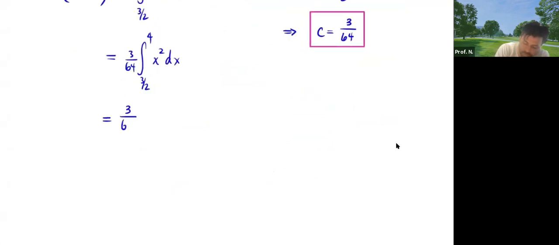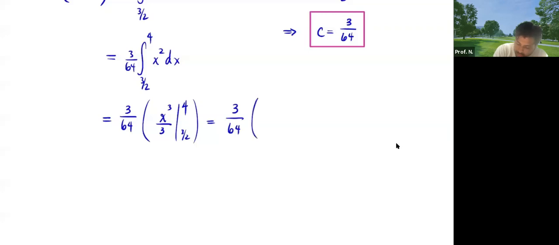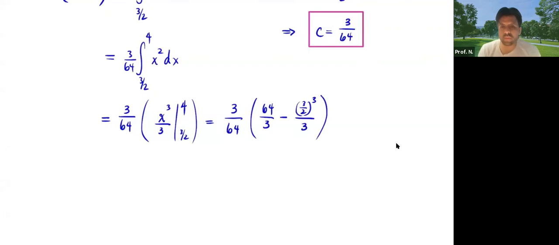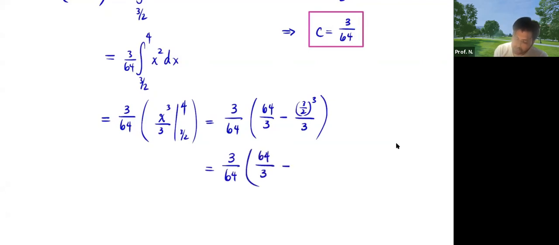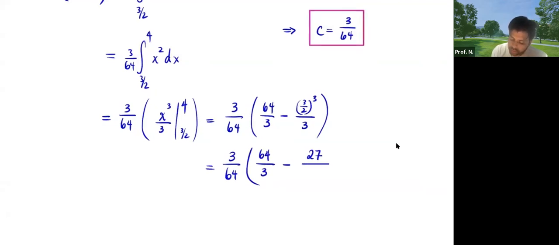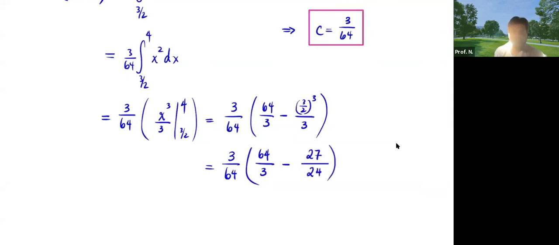So this is 3 over 64 times x cubed over 3, evaluated from 3 halves to 4. So this is 3 over 64 times (64 over 3 minus 3 halves cubed over 3). 3 cubed is 27, and 2 to the third power is 8. So 8 times 3 becomes 24 in the denominator.